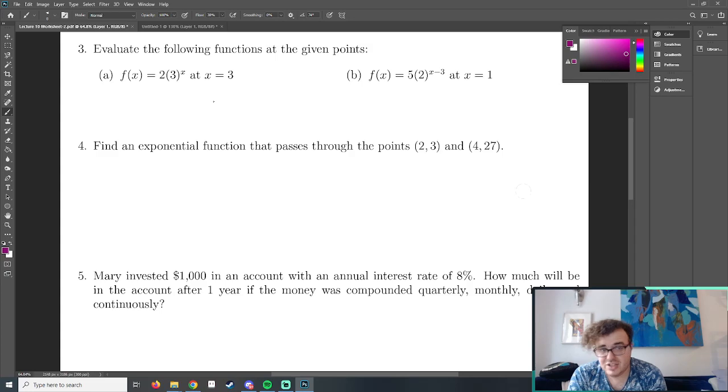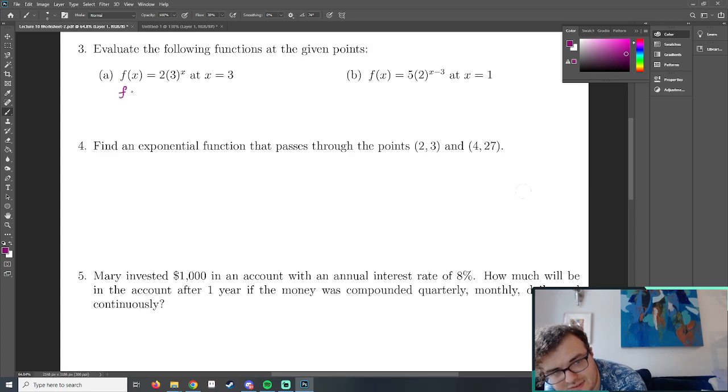So in general, this could be calculator work or, better yet, work by hand. All we're doing here for 3a and 3b is plugging in values for x and evaluating the function's y value, right? So here they say f of x equals 2 times 3 to the x, and that x equals 3. So you can pause your video and complete this if you like. I'm going to move forward.